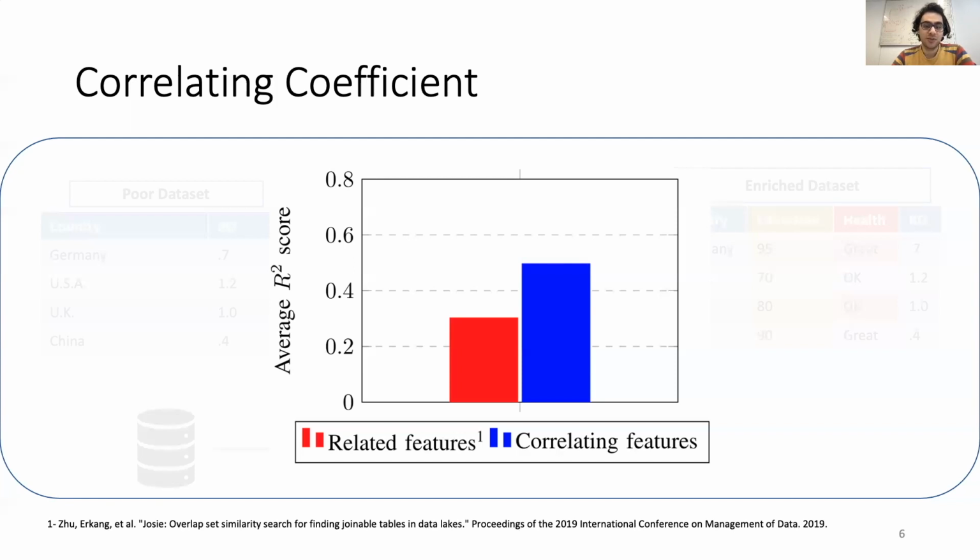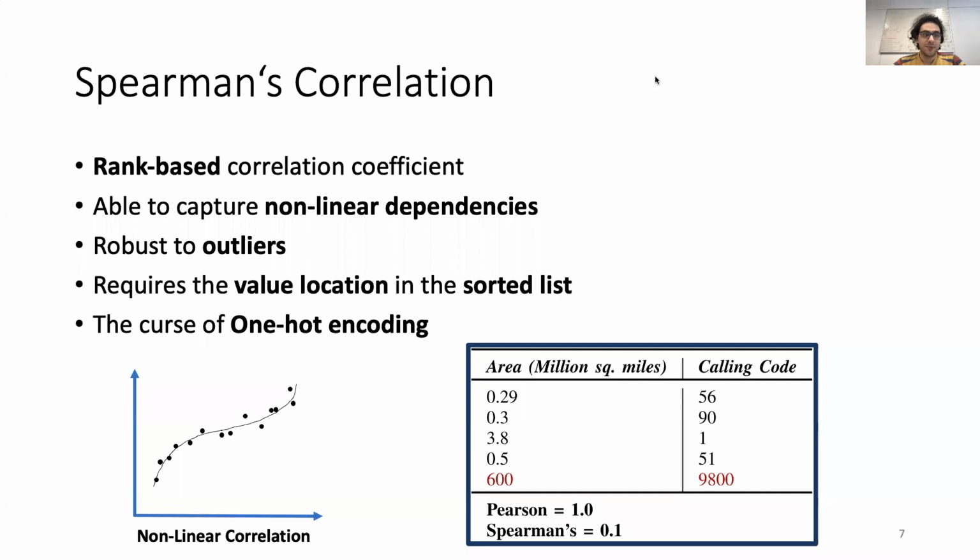However, picking the right correlation coefficient is crucial for many tasks. And for most of the tasks, Pearson correlation is not the best choice. In contrast, Spearman's correlation is a rank-based correlation coefficient, which is able to detect nonlinear dependencies between two lists of values. This is very important because current machine learning models are able to find very complex associations between features. Another advantage of Spearman's correlation is its robustness to outliers.